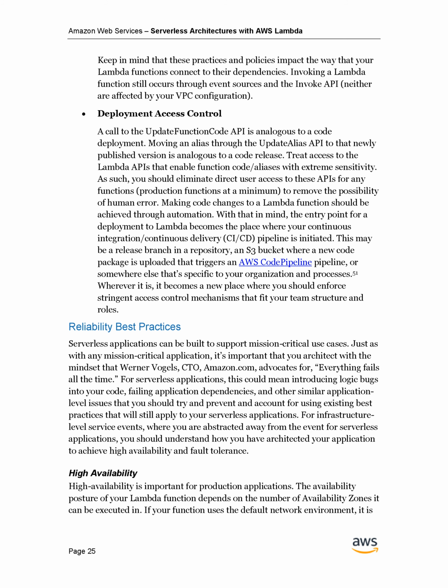Deployment access control. A call to the UpdateFunctionCode API is analogous to a code deployment. Moving an alias through the UpdateAlias API to that newly published version is analogous to a code release. Treat access to the Lambda APIs that modify function code and aliases with extreme sensitivity. As such, you should eliminate direct user access to these APIs for any functions, production functions at a minimum, to remove the possibility of human error. Making code changes to a Lambda function should be achieved through automation.